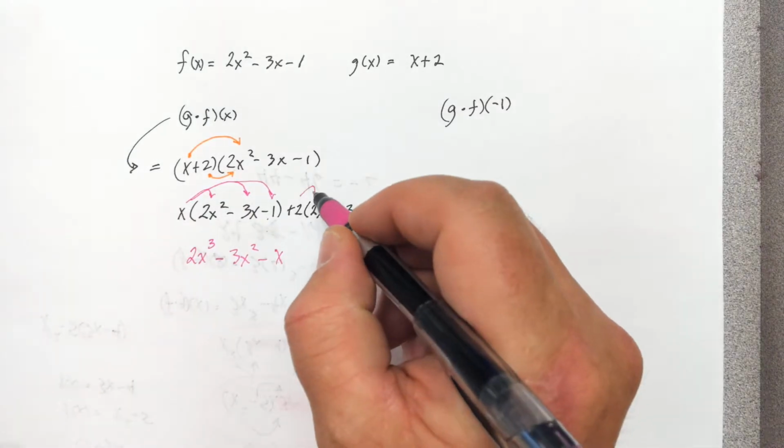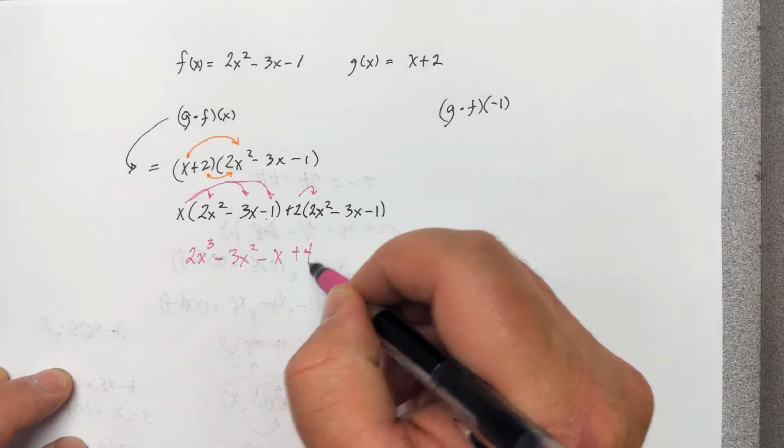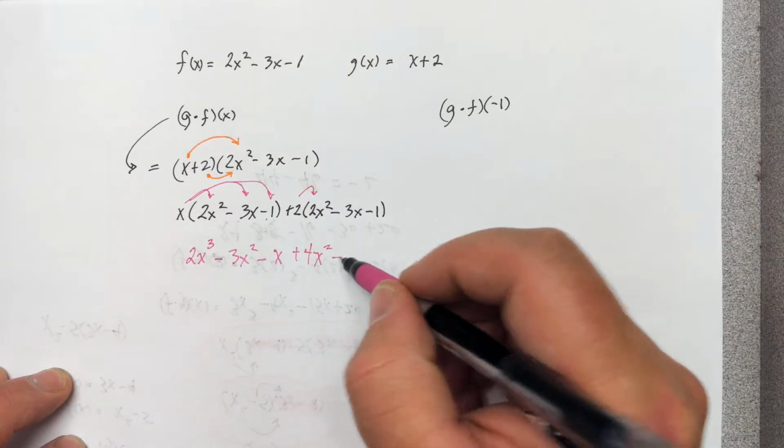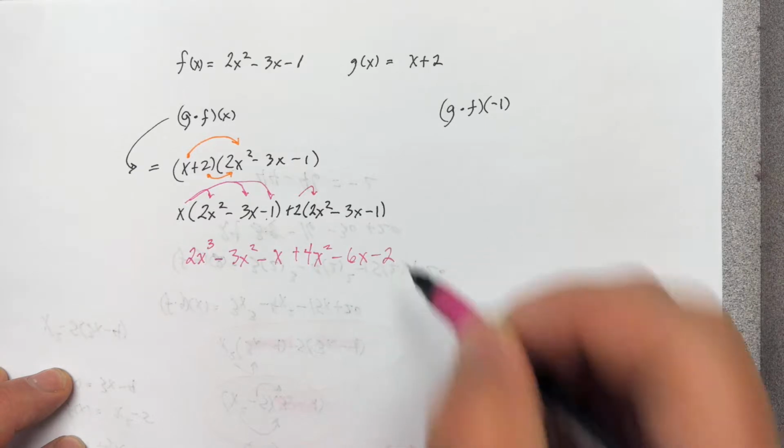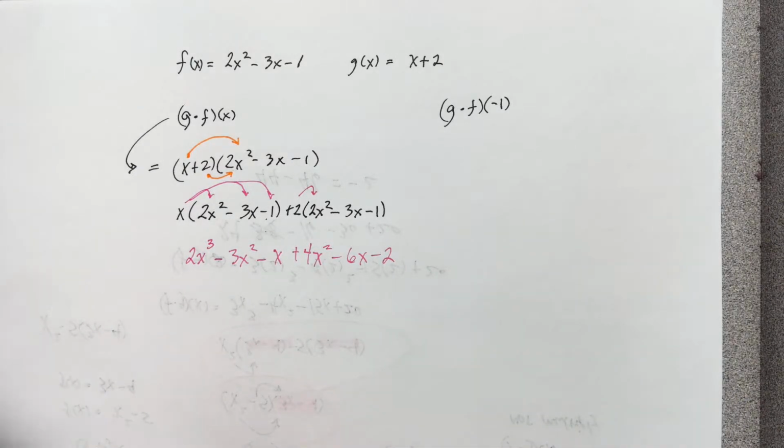So now, 2 times 2, I think that's 4. I'm not very good at math. 6x minus 2. There we go. That's an old joke.